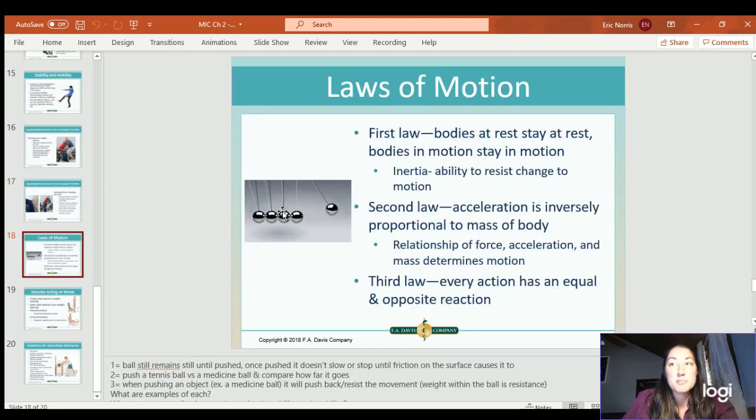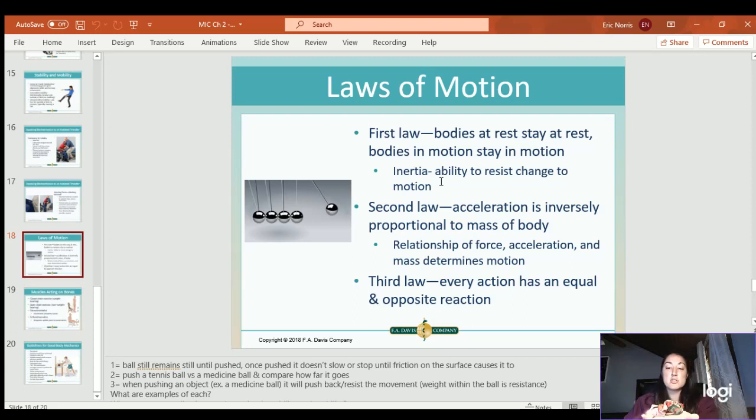Okay, so laws of motion. I don't care that you know these too well, but you need a little bit of a basic understanding just so that you know what you're doing with kinesiology and things like that. So the first law, body's at rest, stay at rest. Body's in motion, stay in motion. So inertia is the ability to resist change to motion. So each object has its own inertia, how much it can resist.